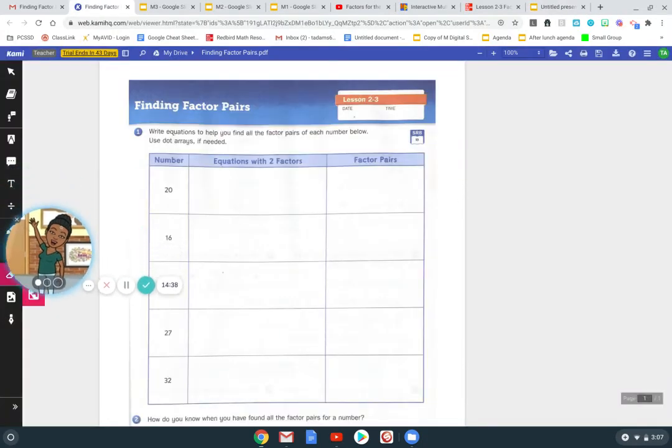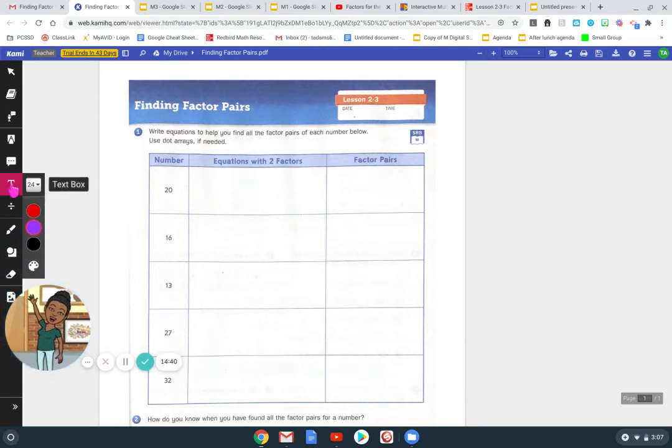On your Kami sheet, where it says equations with 2 factors, well, how do we get to 20? We multiplied 1 times 20 equals 20. So we know that factor pair is 1 and 20.